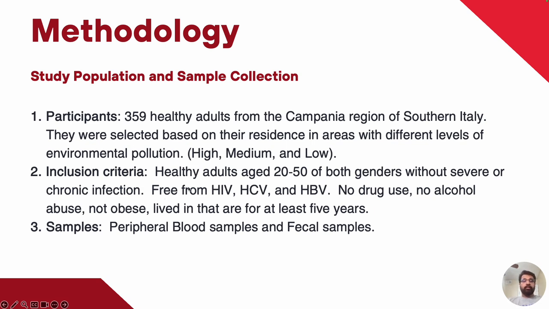They just want to make sure that these people are healthy adults, aged between 20 to 50, and both genders, without any severe chronic infection. Also, they are free from HIV, HCV, and HPV. No drug use or alcohol abuse, not obese, and lived in that area for at least 5 years. So those are the categories that they use. And there are two types of samples they collected. One is the peripheral blood samples, to check their serum plasma components, and also the fecal samples.